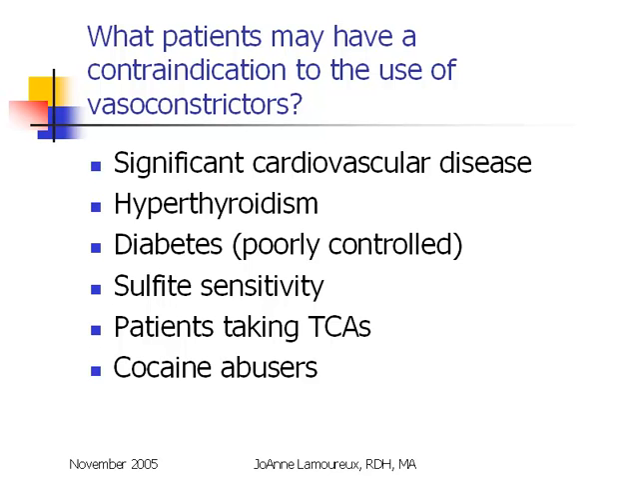So which patients may have a contraindication to using vasoconstrictors? Well, as I mentioned, if they have significant cardiovascular disease, that's an ASA category of 4, which means we probably wouldn't be treating them anyway. If they have uncontrolled or not well-treated hyperthyroidism, or poorly controlled or not well-treated diabetes, if they have a sensitivity to sulfite, if they're taking tricyclic antidepressants, or if we suspect that they are cocaine abusers and have recently used the cocaine.